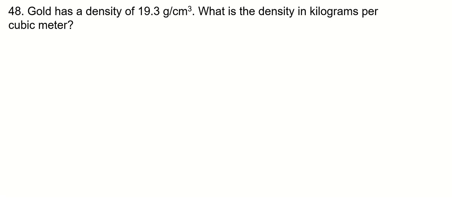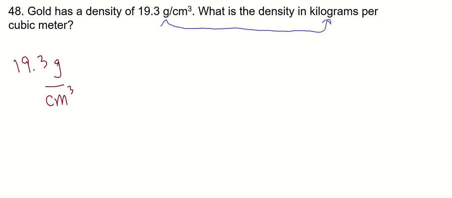All right, here we have a problem very similar to the one we just did. We're given a density of 19.3 grams per cubic centimeter, and we are asked to convert grams to kilograms, and also the volume from cubic centimeters to cubic meters. I'll color code this again. So let's take care of the easier one first.